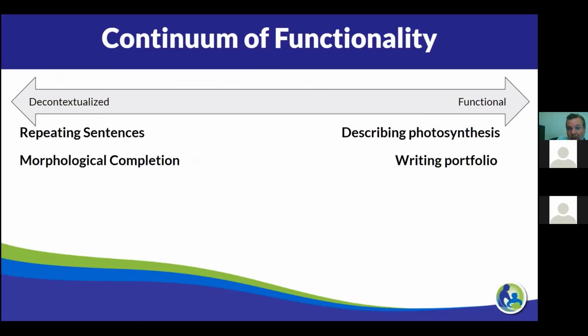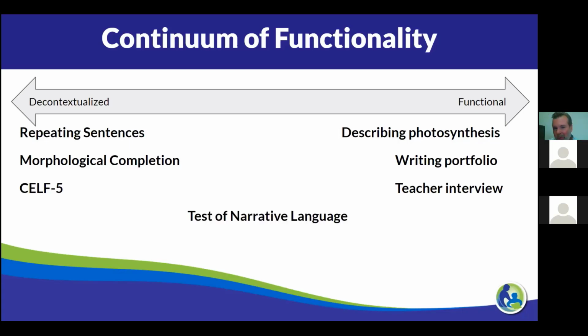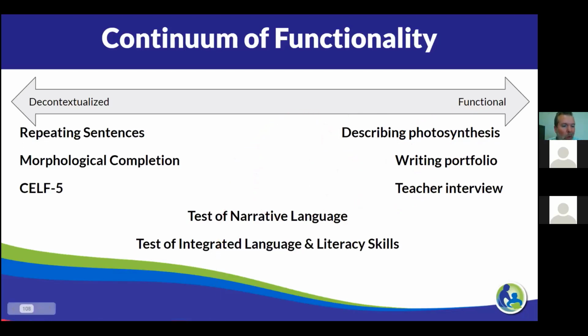Something like completing morphemes, morphological completion, is very non-functional. An examination of a student's writing portfolio is very functional. The Self-5 tends to be less functional. The teacher interview is more functional. Now, there are a couple of these norm reference tests that I would say are kind of in between. So something like the Test of Narrative Language or the TILLS, the Test of Integrated Language and Literacy Skills. That's probably somewhere in the middle. Tasks that I love, like narrative retells and expository language samples, are probably not quite fully functional, but something trending more functional. Okay.